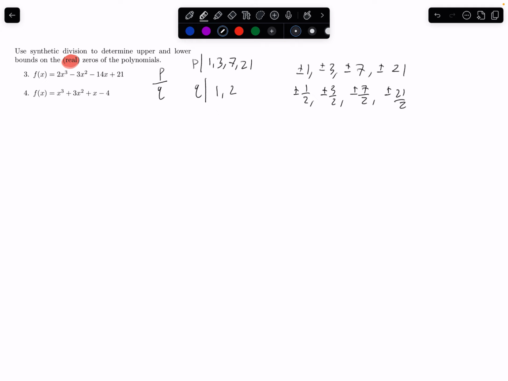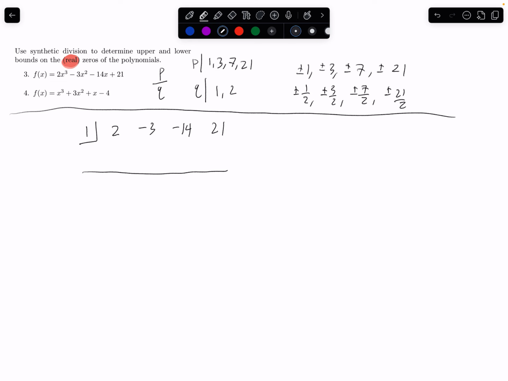I could start with the smallest rational number to see if that will be an upper bound, but it doesn't say to find the smallest one. So I'm just going to work with whole numbers, and at least I'll get some upper bound. Let's start with the positive one. Let's start with 1. The coefficients are 2, -3, -14, and 21. Let me just divide this so we don't get mixed up.